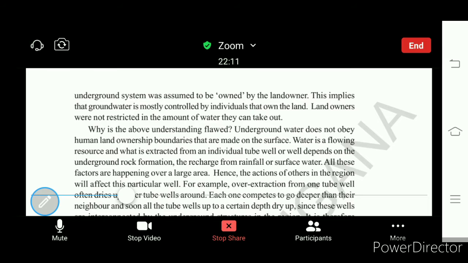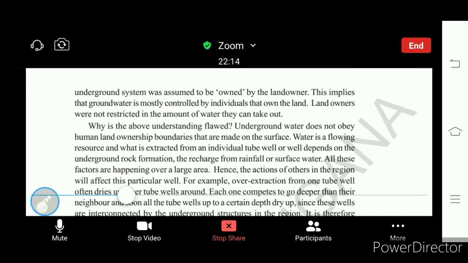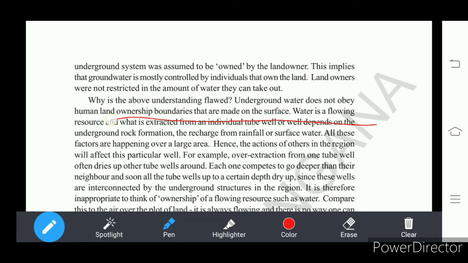Let me show you a figure here. I'm drawing, understand? Look here, dear students, this is the surface, the line that I drew. Here is a bore well 1, here is a bore well 2, and here is a bore well 3, right? The owner of bore well 3 is extracting much water, whereas the owners of bore well 1 and bore well 2 are using underground water in a very limited way.